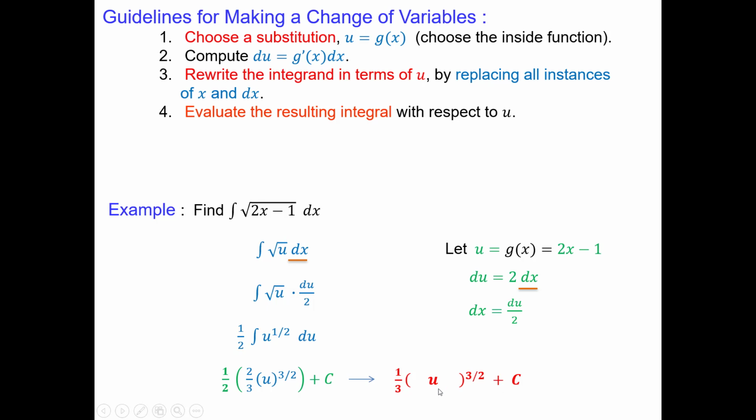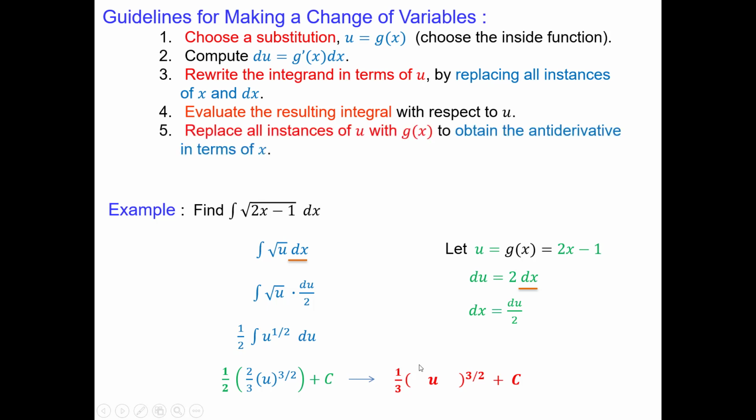Now that is the integral. The integral symbol is gone because we have now already found the antiderivative. The problem with this is that the original function was in terms of x. So our final answer also has to be in terms of x. So we just simply replace all the instances of u with the g of x that we made in the first place. And therefore this is our antiderivative.